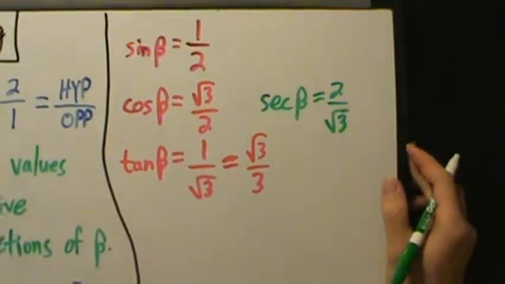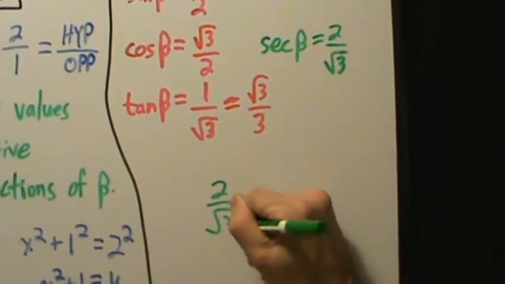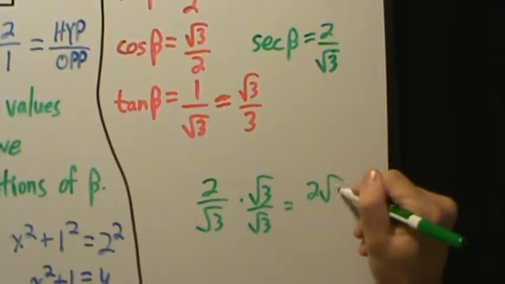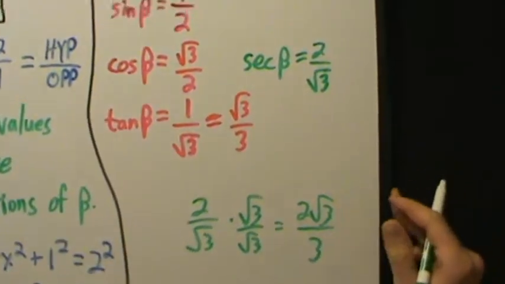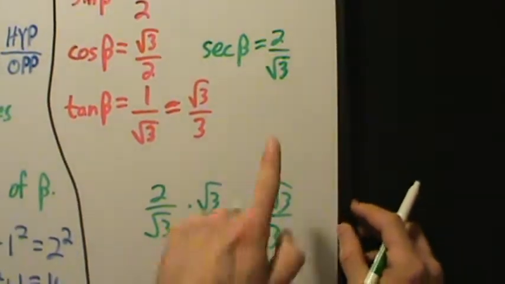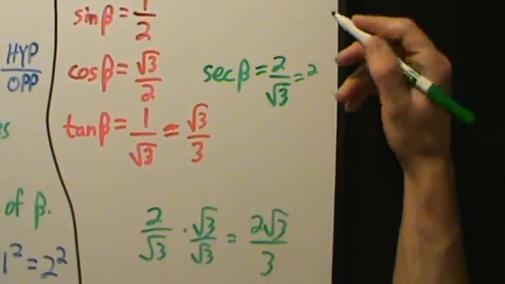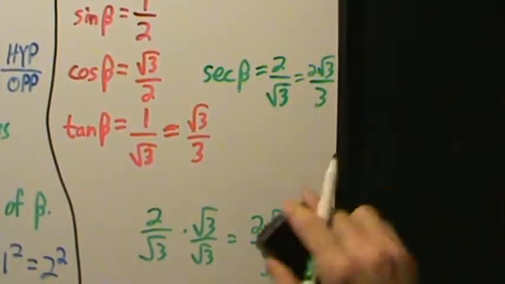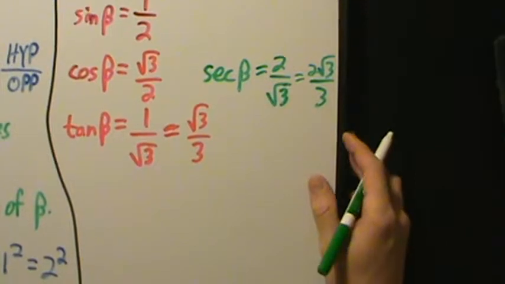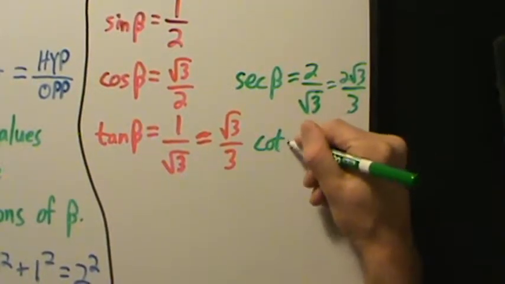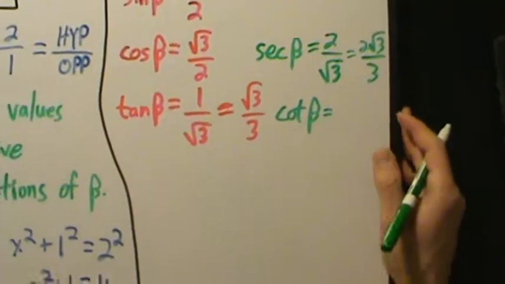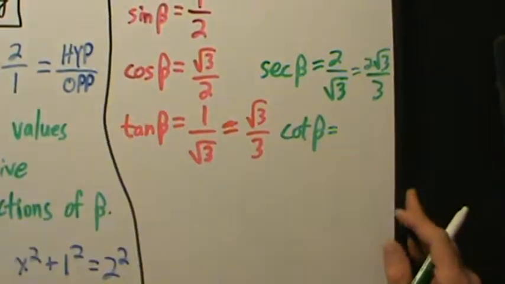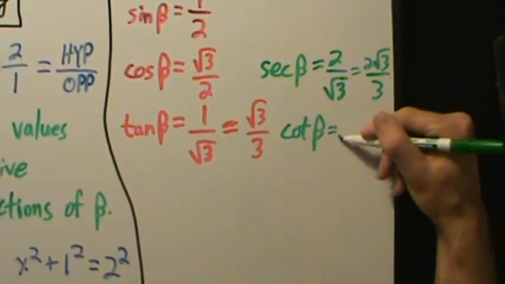And again, if you have to rationalize the denominator, then 2 over root 3 multiplied by root 3 over root 3. So that's going to give you 2 root 3 over 3, okay, which I don't believe is any more simplified than this, but if you got to do it, you got to do it. So 2 root 3 over 3, okay? All right, and then last, cotangent of beta. So cotangent is the reciprocal of the tangent, so if the tangent is 1 over root 3, then the reciprocal is just root 3 over 1, which is the same thing as root 3.